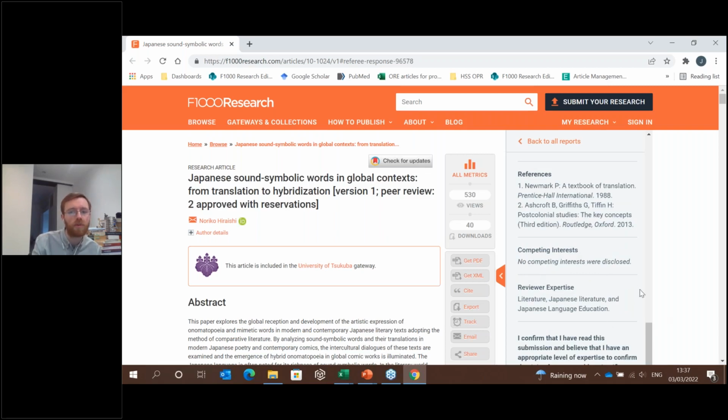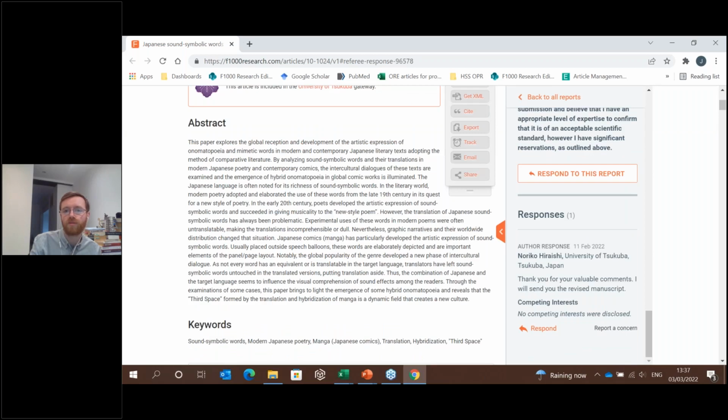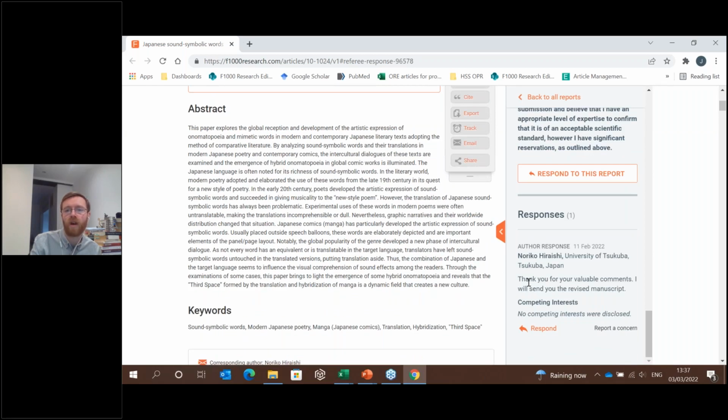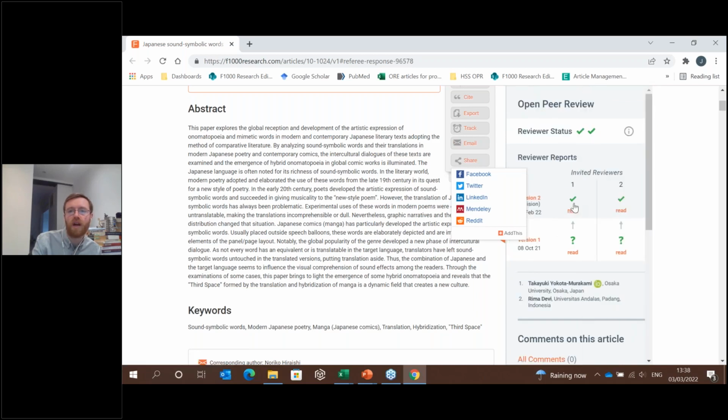This is particularly useful on interdisciplinary articles, where you might need reviewers from different backgrounds to have a look at the review. Now, as we can see, there is one response from the author to this review as well. And here, rather than a point by point response, we've got the author informing them that they'll send a revised manuscript. But often we also see authors giving full point by point responses.